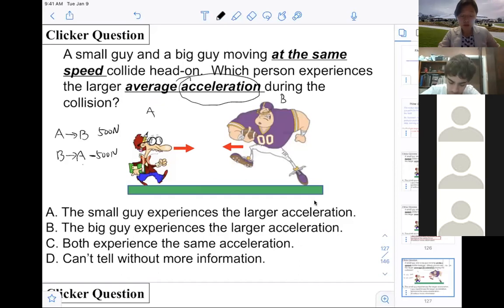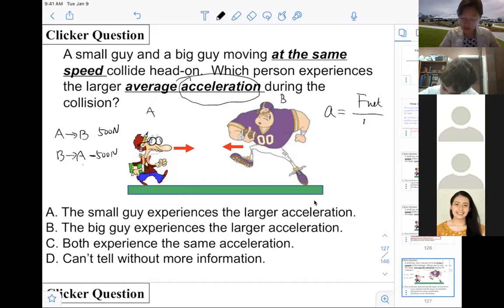In terms of which one experienced a bigger acceleration, we do have quite a lot of voting for C. They experience the same acceleration. But how do we get acceleration? Acceleration is equal to the total force that's acting on an object divided by, what should I divide it by? Mass. Very good. This is Newton's second law, right?